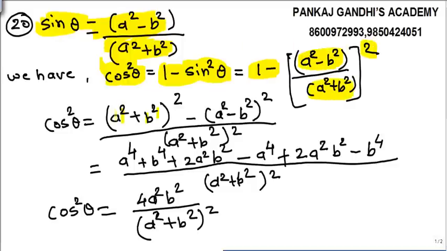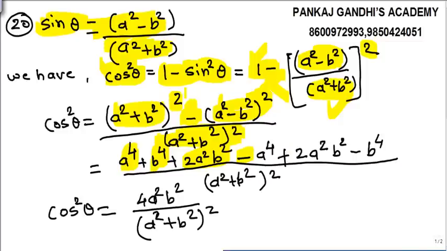So let's solve it. By cross multiplication, a square plus b square into 1 is a square plus b square, whole square, minus a square minus b square, whole square, and the denominator is a square plus b square, whole square. Now let's solve these terms. A square plus b square, whole square, is a raised to power 4 plus b raised to power 4 plus 2a square b square. Now minus, because there is a minus sign, and the square of a square minus b square is a raised to power 4 minus 2a square b square plus b raised to power 4.